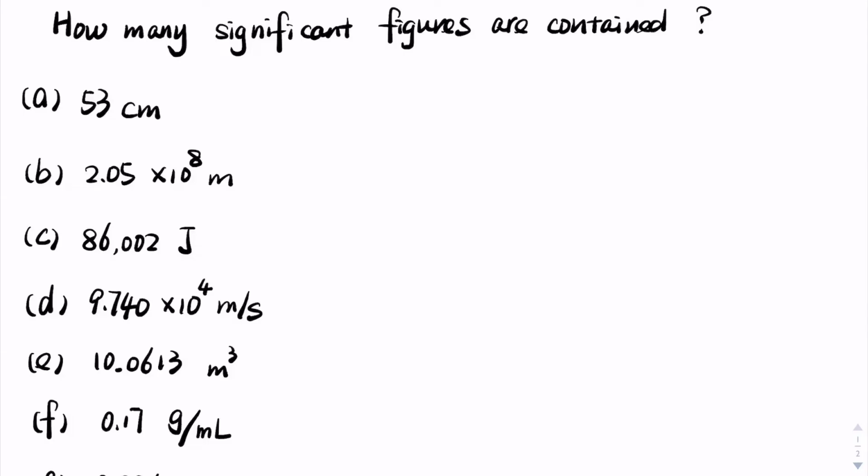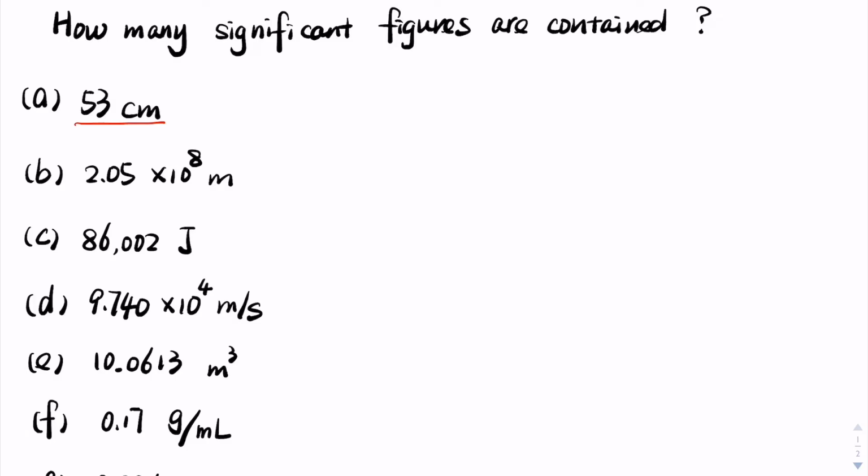Hello everyone, today I'm gonna explain the significant figure rules by using several example questions. Okay, so now let's look at this. The first number over here is 53 centimeters.